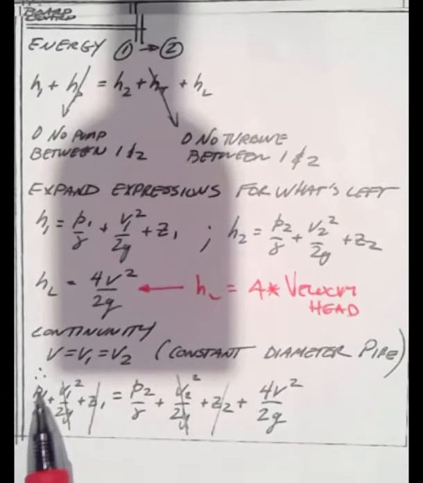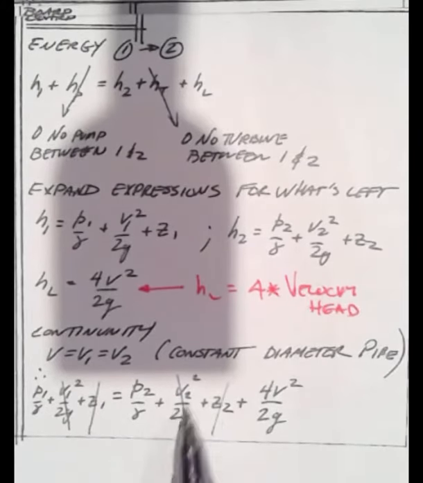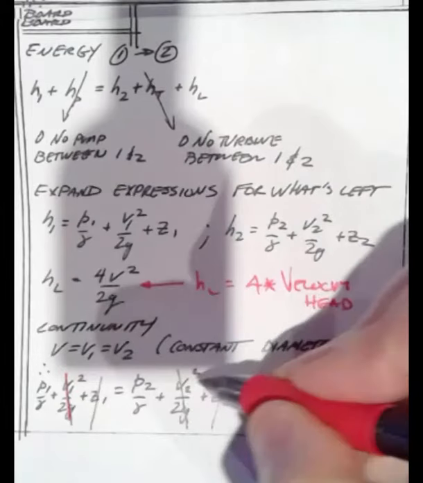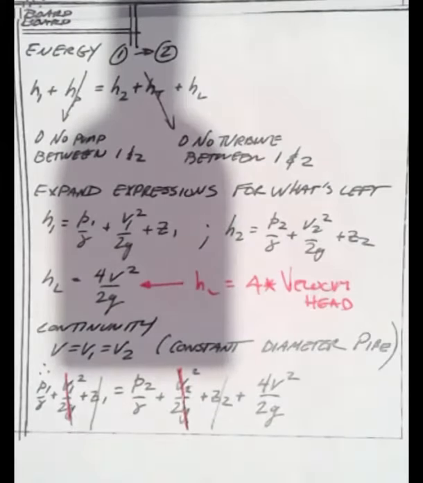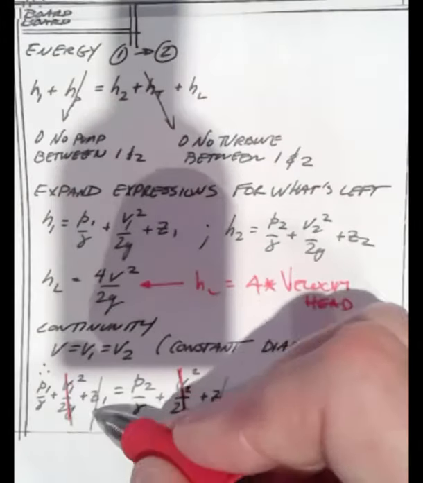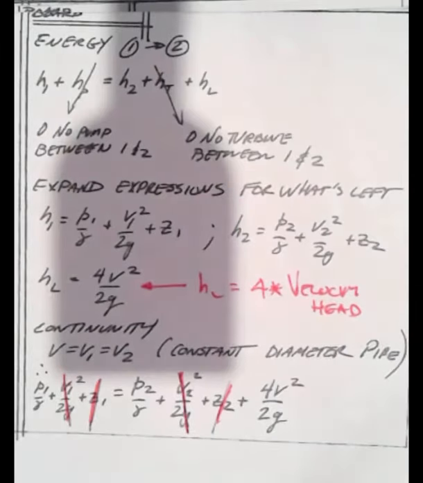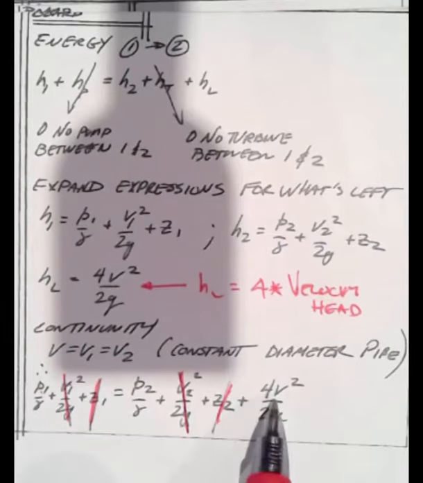So we have P1 over gamma plus V1 squared over 2g plus Z1 equals P2 over gamma plus V2 squared over 2g plus Z2 plus 4V squared over 2g. These velocity terms cancel because V1 is equal to V2. The elevation cancels because Z1 and Z2 are the same. It's a horizontal component of the pipe. So now we have the pressure head at 1 equals the pressure head at 2 plus 4 times the velocity head in the pipe.